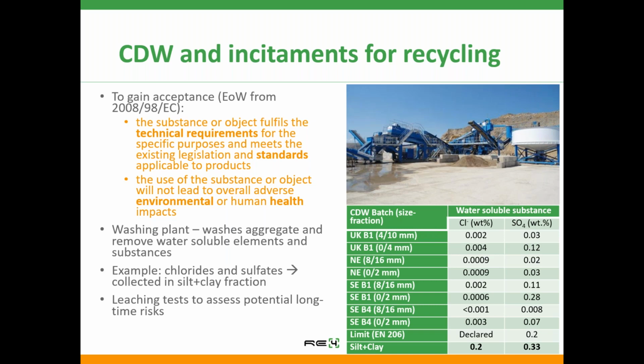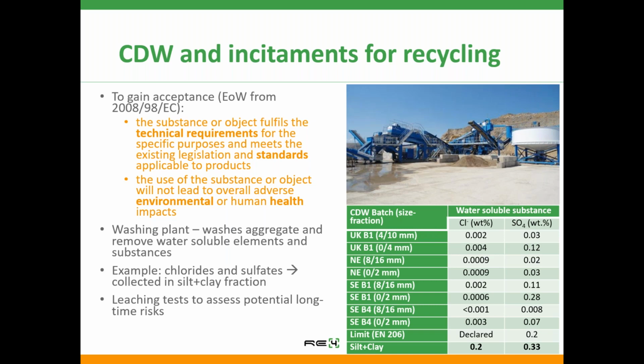And to assess this, you see to the right in the picture a washing plant, a recycling plant from our project partner CDE. Here the mineral fraction is washed, which means that many water-soluble components are washed away and collected in the silt and clay fraction, which we don't use for this purpose. This leaves behind quite clean, coarser aggregate fractions from 63 microns and up. And you also see here, for example, chlorides and sulfates, which are not wanted so much in concrete. The values for these are quite low in the coarser mineral fractions because most of it has been washed away to end up in the silt and clay.